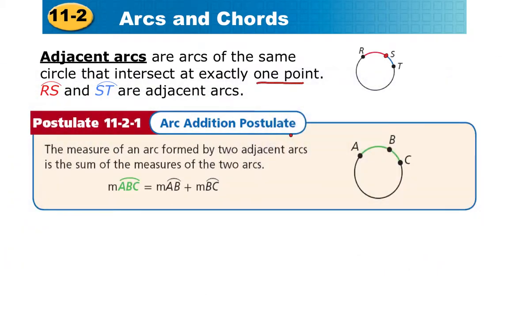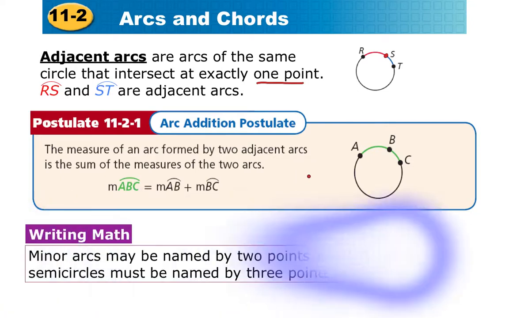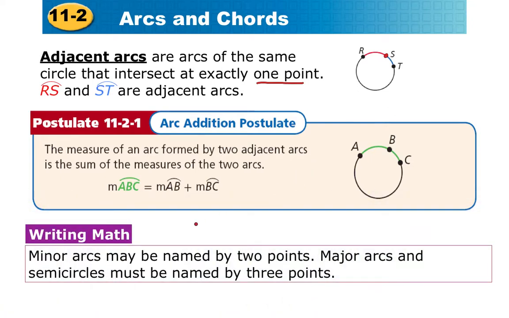Postulate 11.2.1 is the arc addition postulate. The measurement of an arc formed by two adjacent arcs is the sum of the measures of the two arcs. So in this case, arc ABC is equal to the sum of arc AB and arc BC. Sort of like the segment addition postulate, but not for arcs. Something that you need to know.